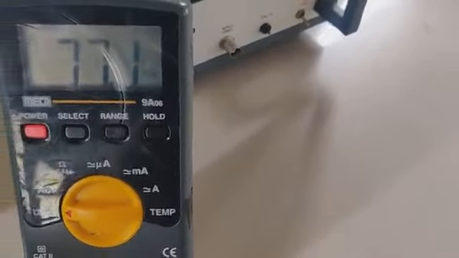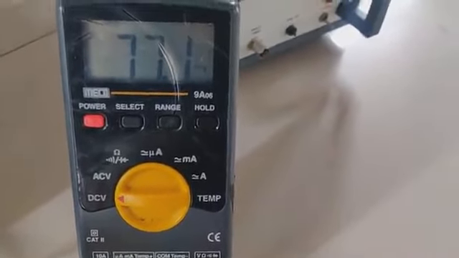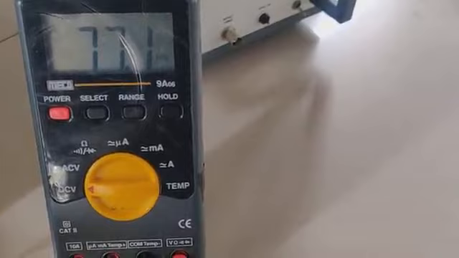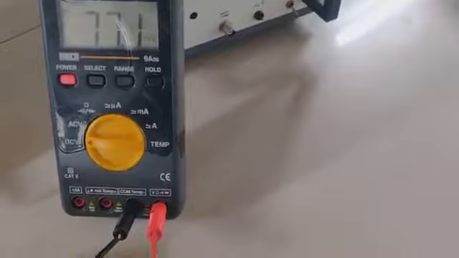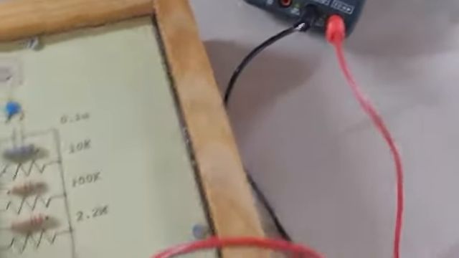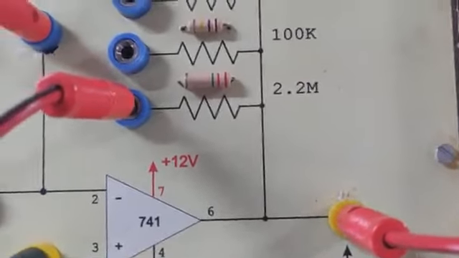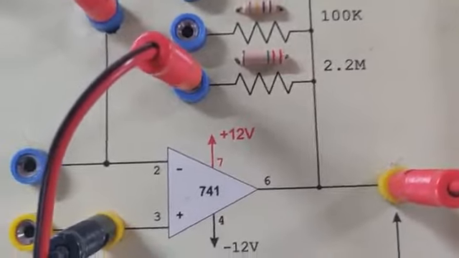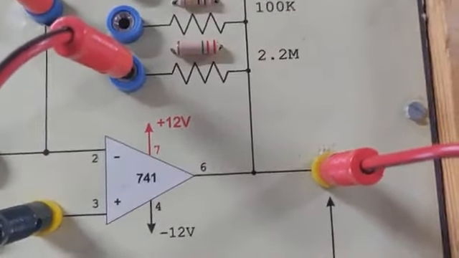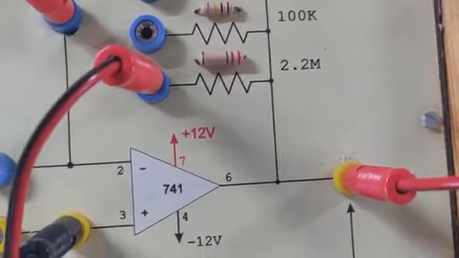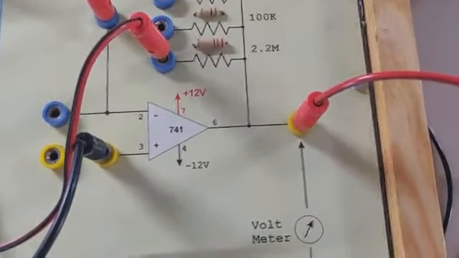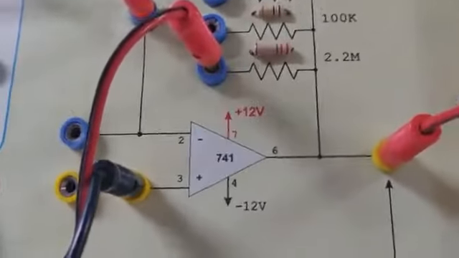77 millivolt. You can see that the knob is in DC volt and the range is in millivolt. So the output voltage generated here is 77 millivolt, divided by the resistance, which is approximately 2.2 mega ohms. The feedback resistance connected is 2.2 mega ohms. You can see the color codes on the resistance also, that is red, red, green, that is 22 into 10 raised to 5, so approximately 2.2 mega ohms feedback resistance.